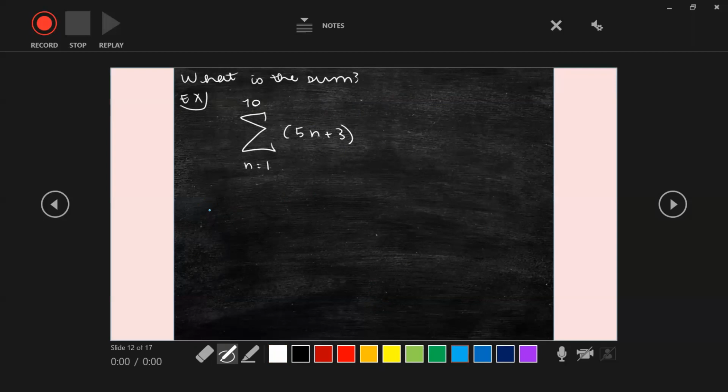Let's talk about our sum of a finite arithmetic series. We have S sub n is equal to n over 2 times a sub 1 plus a sub n. To find the sum of this series, we need to find these 3 items.